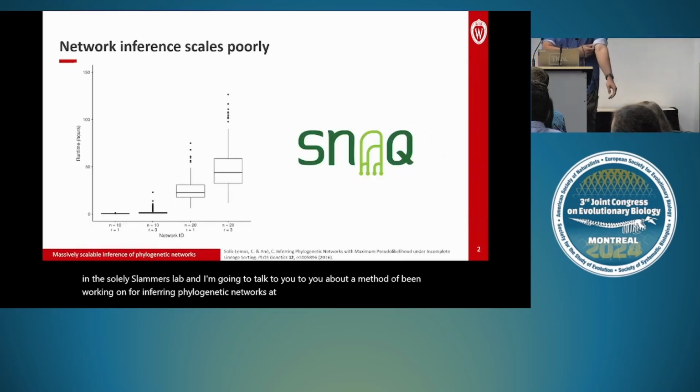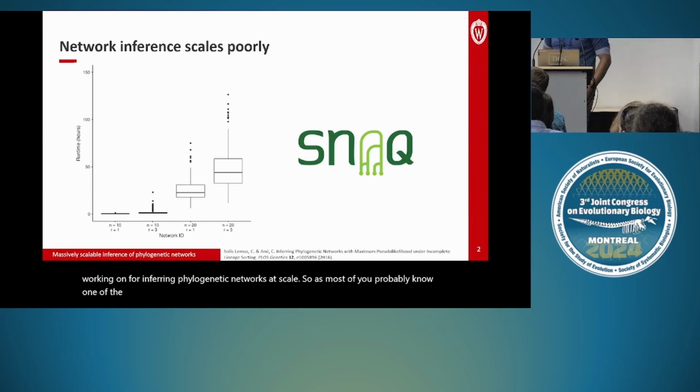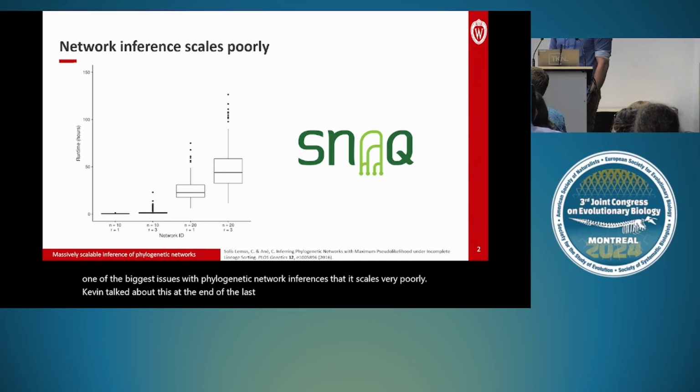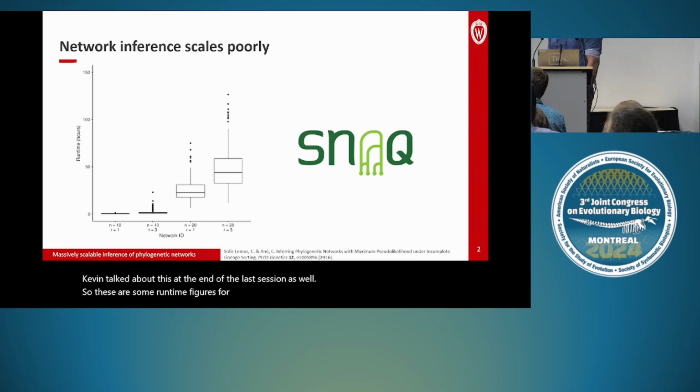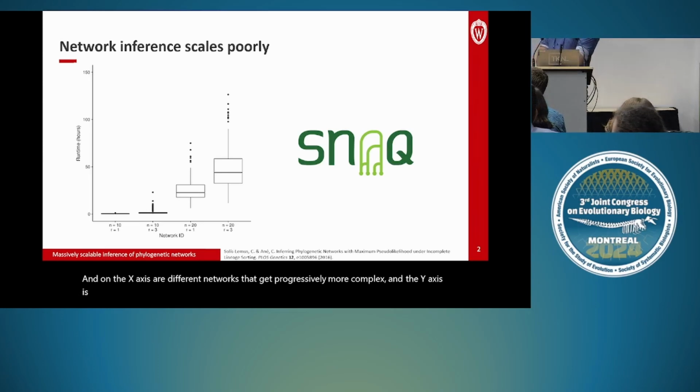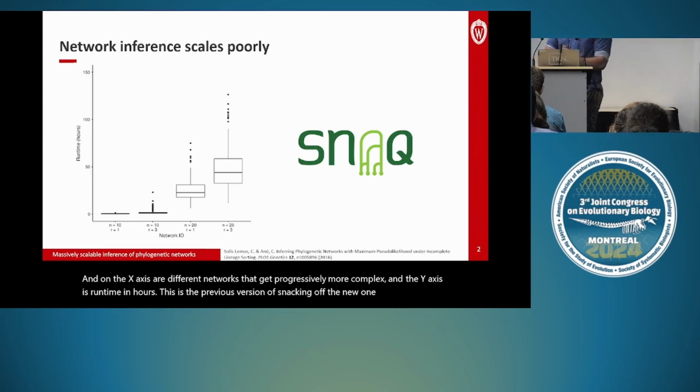So as most of you probably know, one of the biggest issues with phylogenetic network inference is that it scales very poorly. Kevin talked about this at the end of the last session as well. And so these are some runtime figures for SNAC, a pseudo-likelihood method. On the x-axis are different networks that get progressively more complex, and the y-axis is runtime in hours. And this is the previous version of SNAC, not the new one that Kevin was talking about.